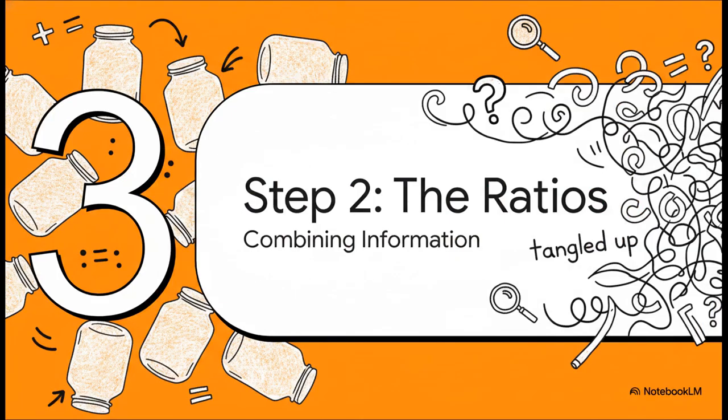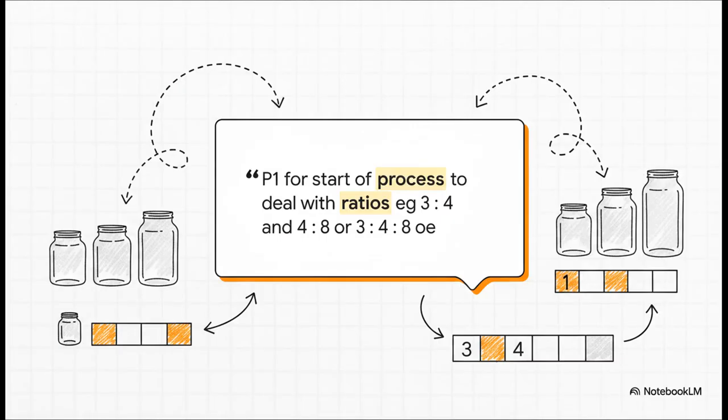Now for step 2, and this is where it gets a little more interesting. The ratios. The question layers in more information here, and this is a classic spot where people can get a bit mixed up. But the mark scheme tells us exactly what to do next. To get the second process mark, we have to combine 2 different ratios. The problem gives us small to medium as 3:4 and medium to large as 1:2. The trick is to make the medium number the same in both.